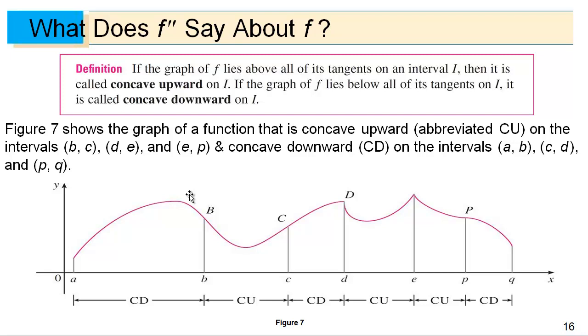But it's pretty easy to figure out just from looking at the graph, right? We can see that from A to B, it's concave down. From B to C, it's concave up. C to D, concave down. D to E, concave up. E to P, also concave up. And then P to Q, concave down. And we're just going to shorten that with CD and CU just because it's a pain to always say and write concave up and concave down.